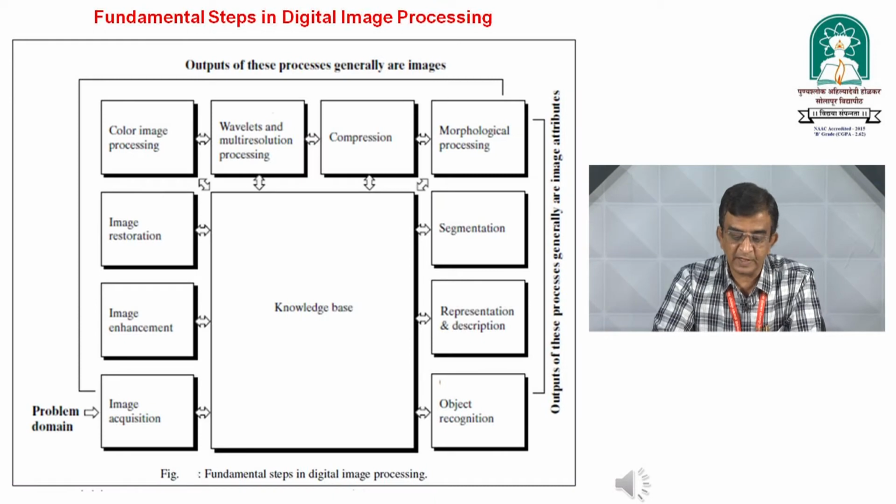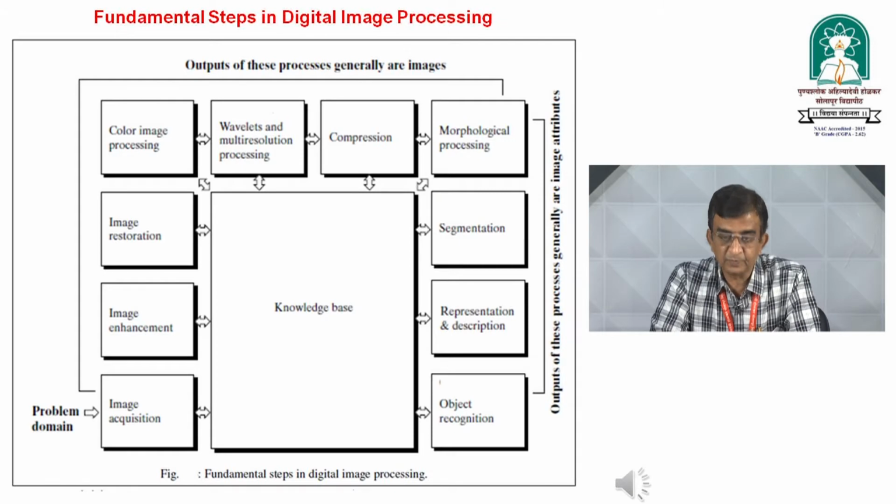Now, we will see fundamental steps in digital image processing. As shown in this particular figure, there are 10 fundamental steps in digital image processing. These are image acquisition, image enhancement, image restoration, then the next is color image processing, wavelets and multi-resolution processing, compression, morphological processing, then the next step is segmentation, after that representation and description, and the last is object recognition.